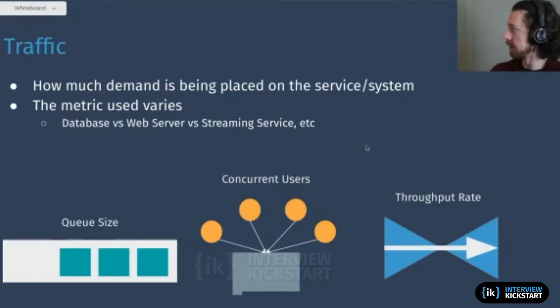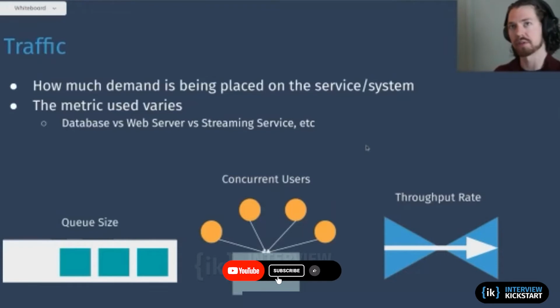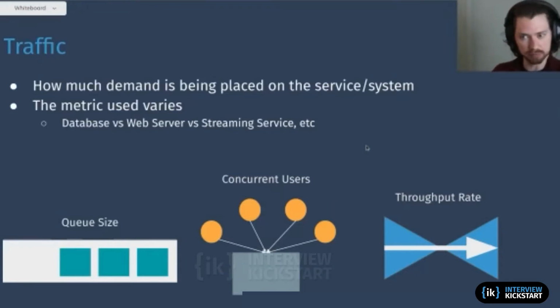So, traffic. This again can be interpreted broadly, but it's basically how much demand is being placed on your service. There can be some overlap with these signals, by the way. You might notice that a specific metric measures some of traffic, but also some of latency, or some of the others we'll get to.